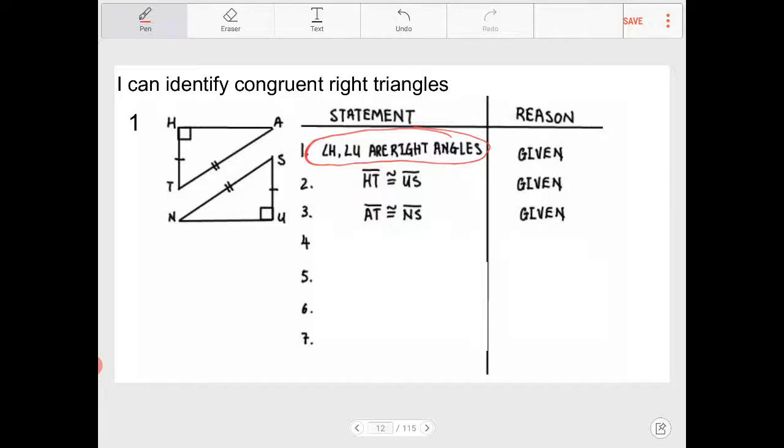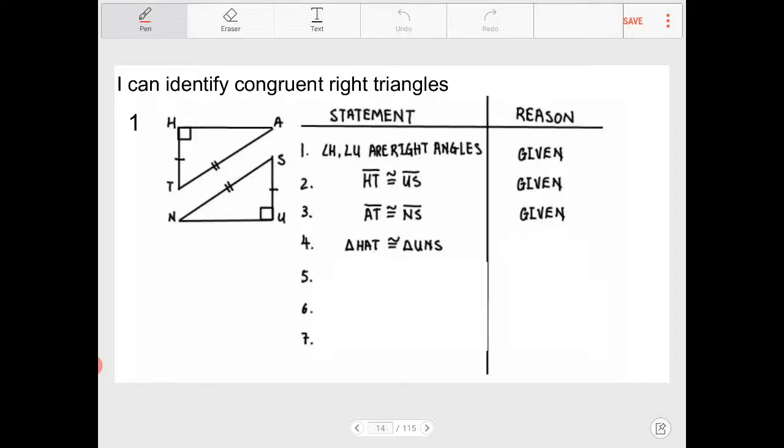But wait a minute, we also recognize that HT and US, that's a leg, and AT and NS, that's a hypotenuse. Look, we have enough information to say hypotenuse leg. Both triangle HAT and SUN are right triangles. So triangle HAT is congruent to UNS.